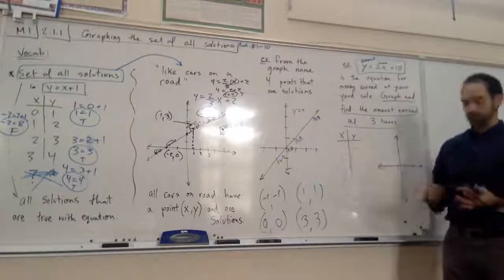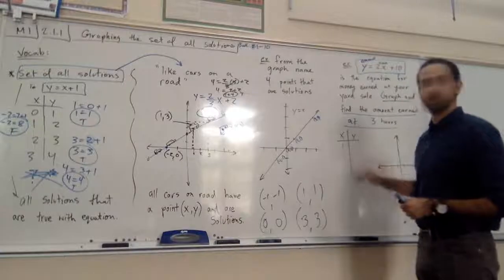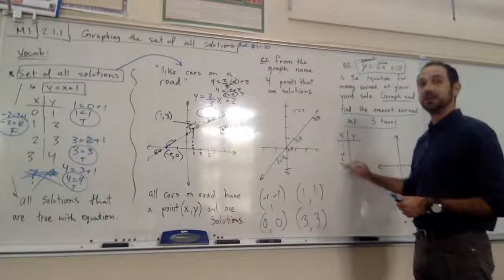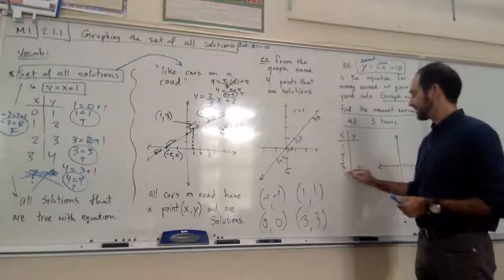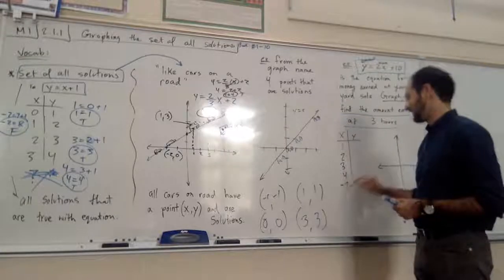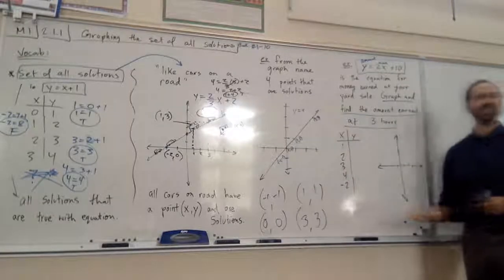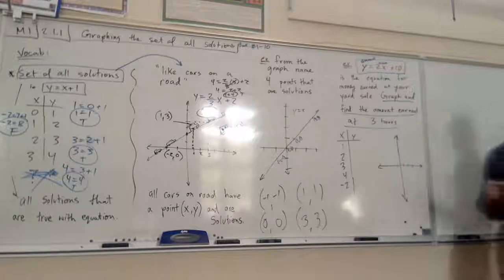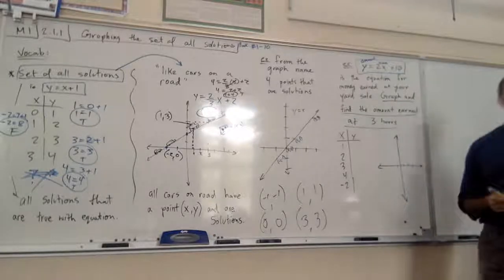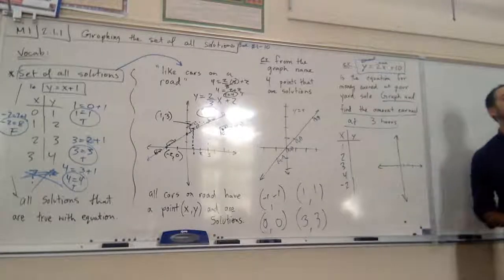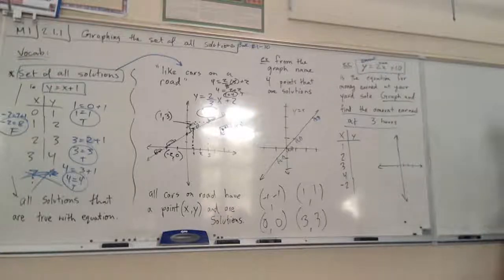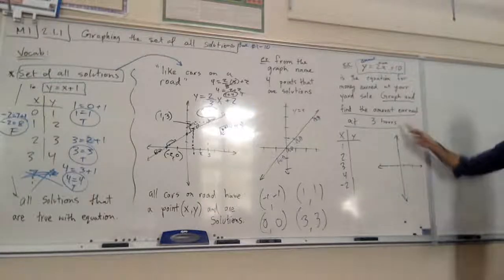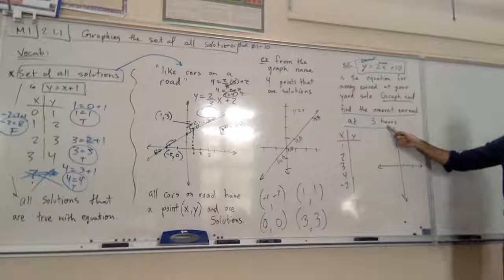1. 1. What else? 2. What else? 3. 4. -2. I like that there's something out of order. Perfect. -1. What's next? 2. What's next? What is the most important X value right here? 3. Why is it 3? Because 3 hours. 3 hours we're trying to figure out how much we earned.